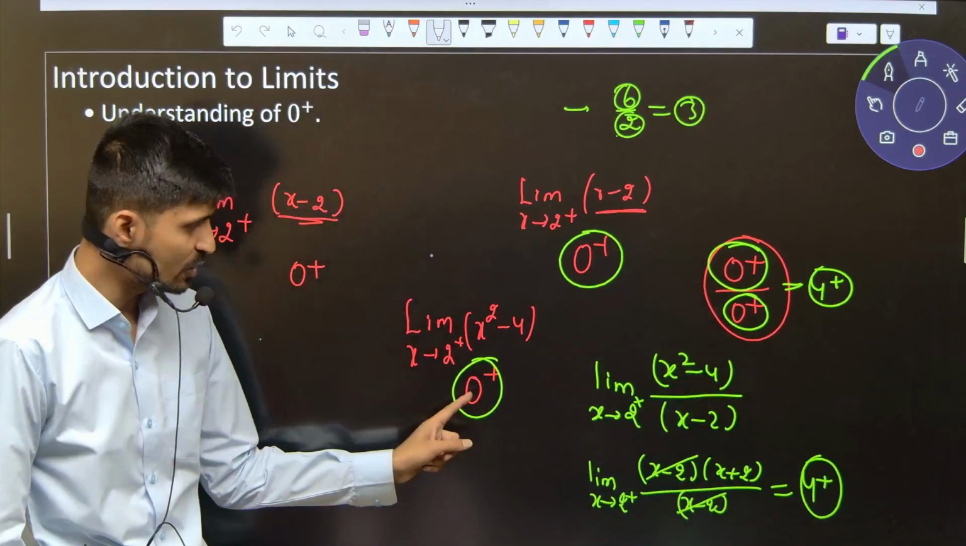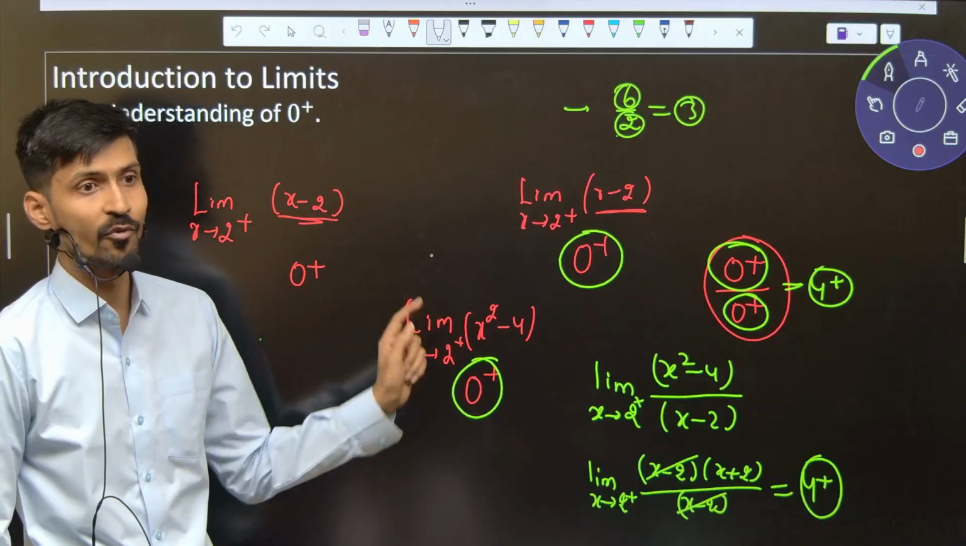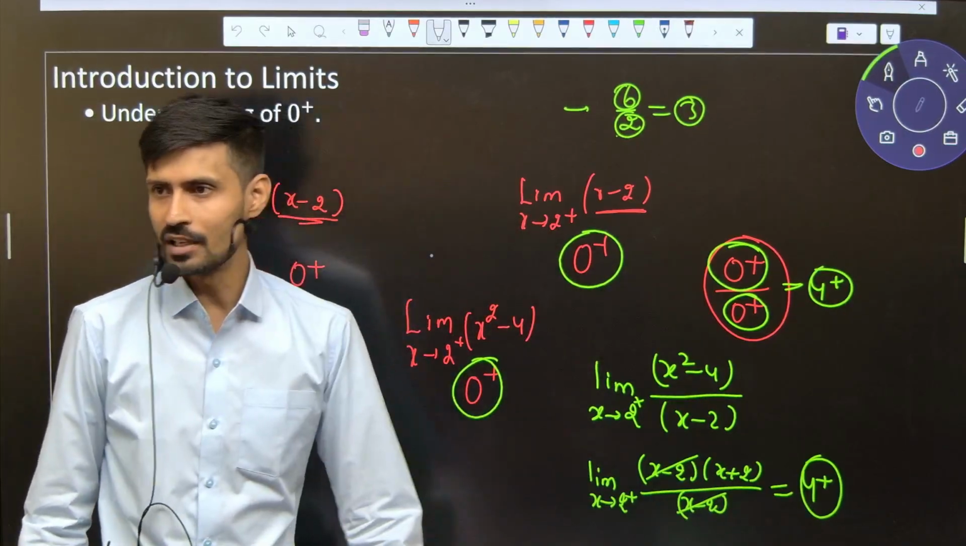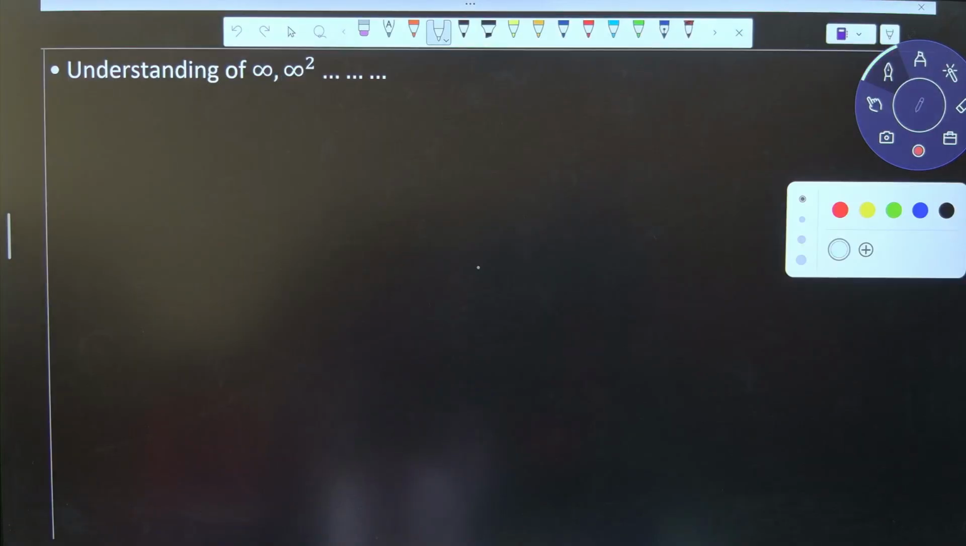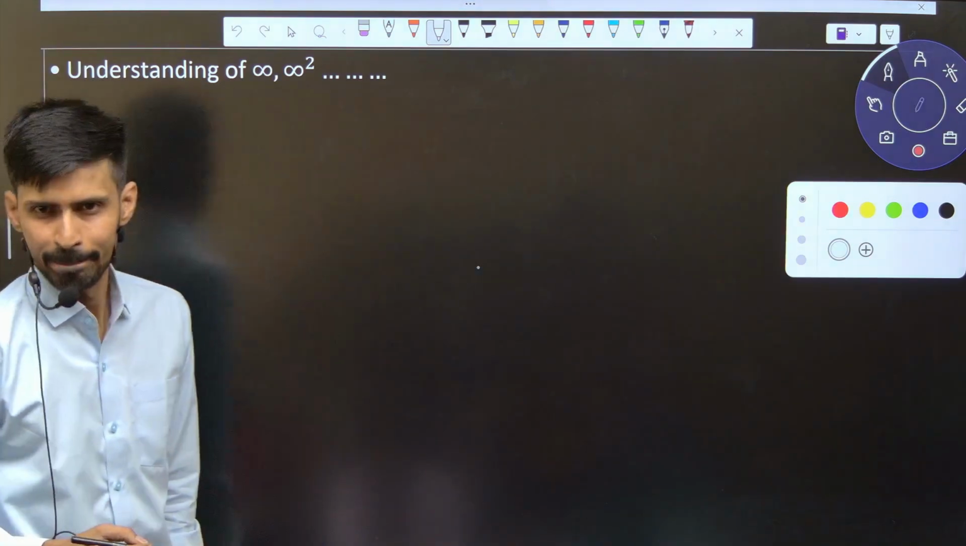It means whatever 0 plus you got here and whatever 0 plus you got here, this 0 plus was 4 times greater than that 0 plus. That's why we are getting 4 plus. Okay, so write it down. See, first here, infinity and infinity square. Okay, na?